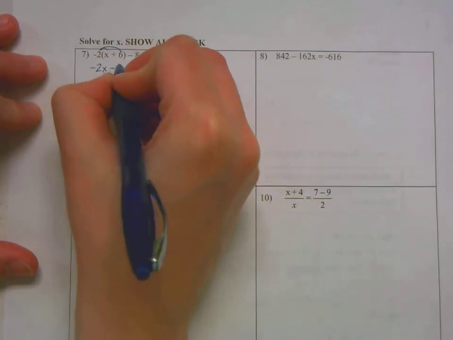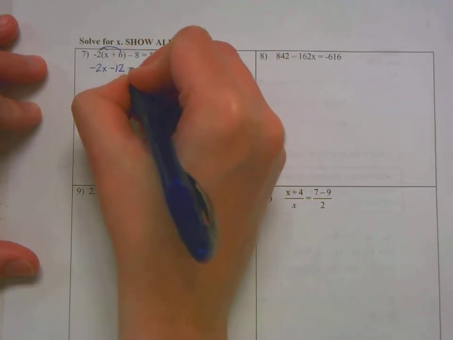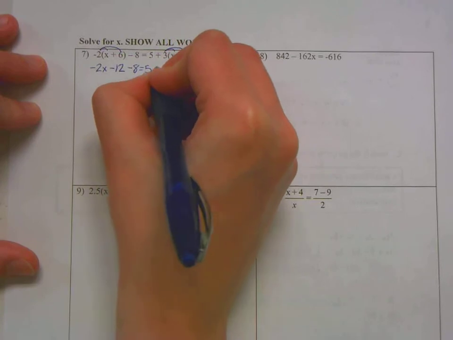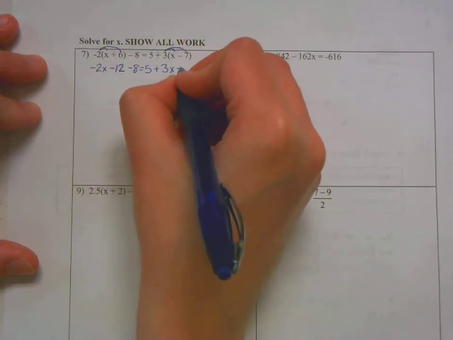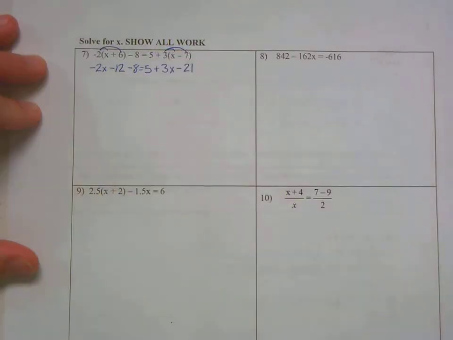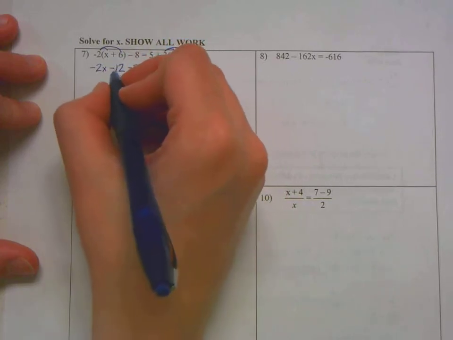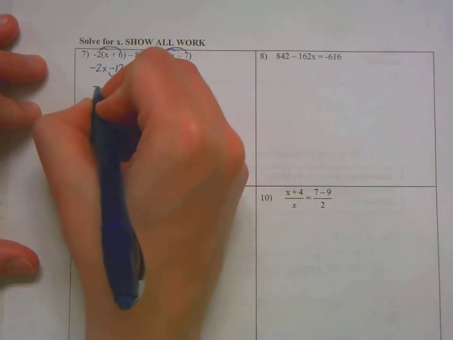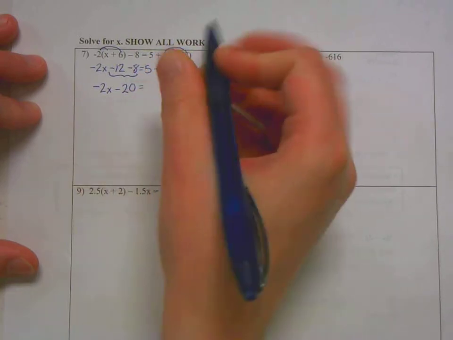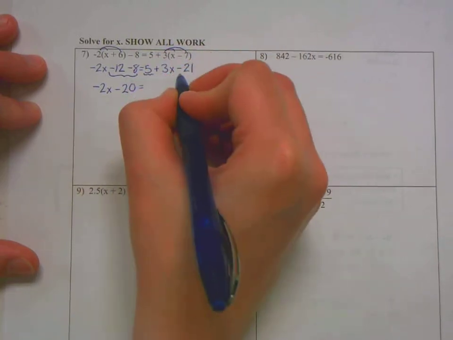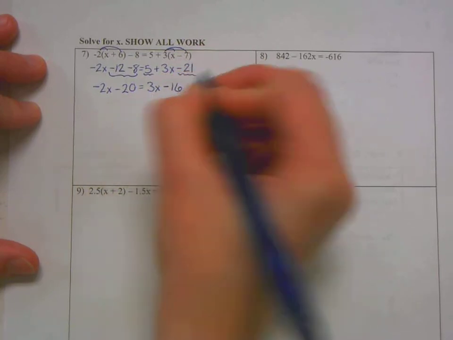2x minus 12, because negative 2 times a positive is a negative number. And then 3 times x, and 3 times that negative 7, negative 21. Then check to see if you have any like terms on each side. On my left-hand side, I have 2 whole numbers. So that would become negative 20. On my right, again, I have 2 whole numbers. So 5 would be minus 16.